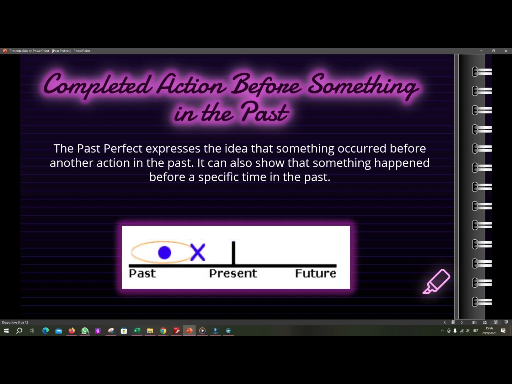Here you have the simple past, the present, and also the future. And you're going to use the past perfect for something that occurred here, maybe in the middle of the past, but still continues in the past, not in the present as the present perfect does, right? So here there is an action that happened or occurred before another action in the past. So it still continues here in the past, right?